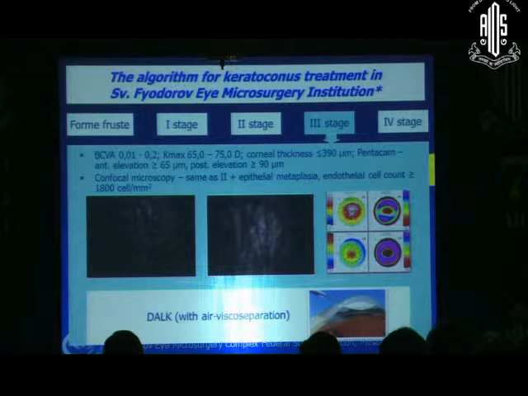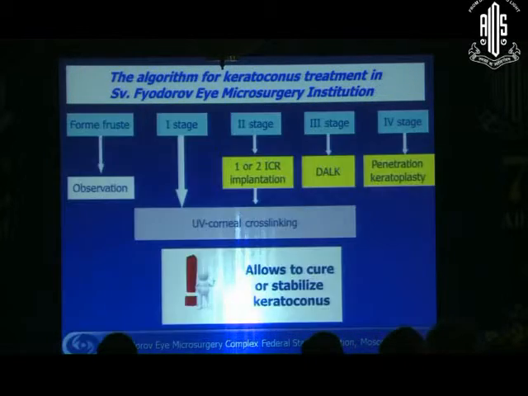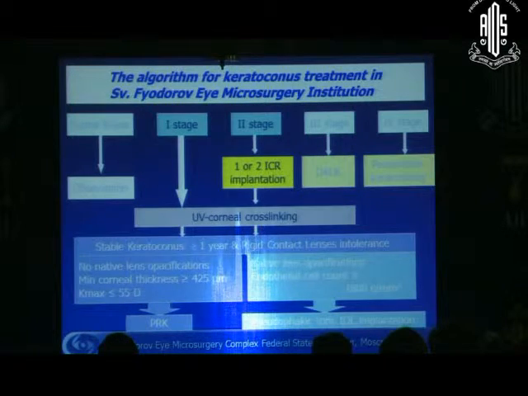The next stage will involve all corneal layers and requires more aggressive tactics, and we usually try to perform deep anterior lamellar keratoplasty. And in case when we have a high degree of scarring of all corneal layers, we perform penetrating keratoplasty. These tactics allow us to cure or stabilize the keratoconus process. But what can we do with refractive disorders? This is a very difficult problem, and we try to decide it the following way.